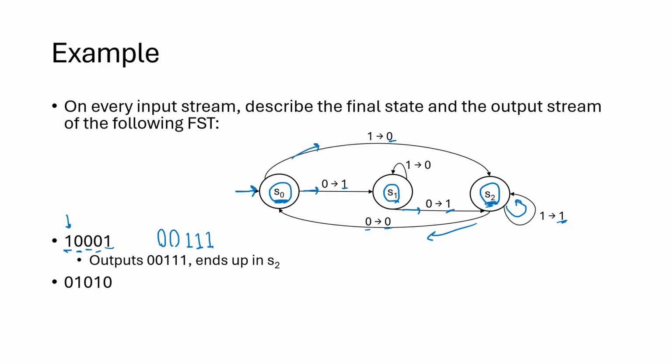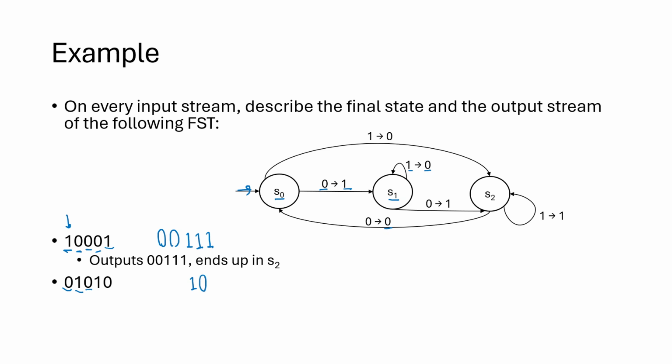Now here's another example. Let me clear things up a little bit here. Same machine, but this time a different input stream, namely the stream is 01010. So again, we start from S0 because we know that's our initial state, and then we consume the input one symbol at a time. So 0 is the first symbol. I output a 1 and go to S1. The next symbol is a 1. I am at S1. With a 1, I am supposed to output a 0 and stay at S1.